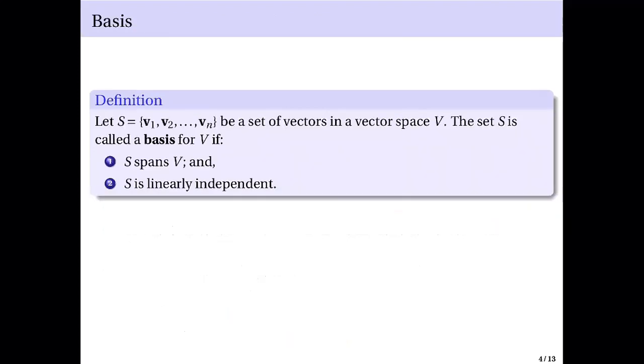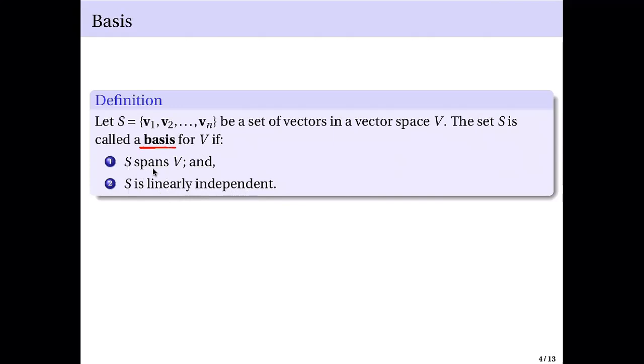So let us now go to what we call a basis. Let S be the set {v1, v2, until vn}. Let this set be a set of vectors in the vector space V. Then we will call S a basis for V if, first, S spans V. And second, S is linearly independent.